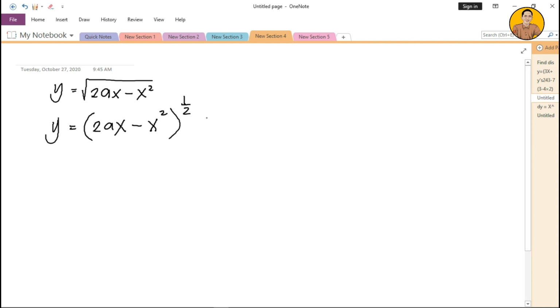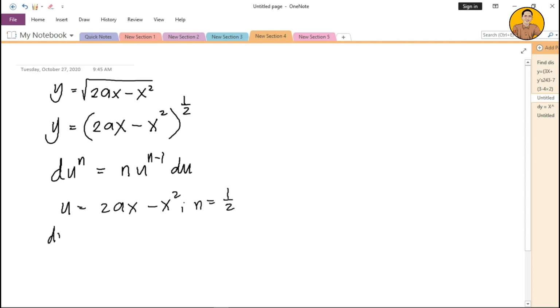Now, using your power rule or power formula, so the derivative of u raised to n equals, bring down your exponent n, just copy your inside function u, so raised to n minus 1. So magsubtract ka ng 1 sa exponent, then differentiate mo again yung loob na function or yung u. Now, identify natin yung mga elements here. So u equals 2ax, yung nasa loob, this is minus x squared. Okay? And yung ating exponent n is just equal to 1/2.